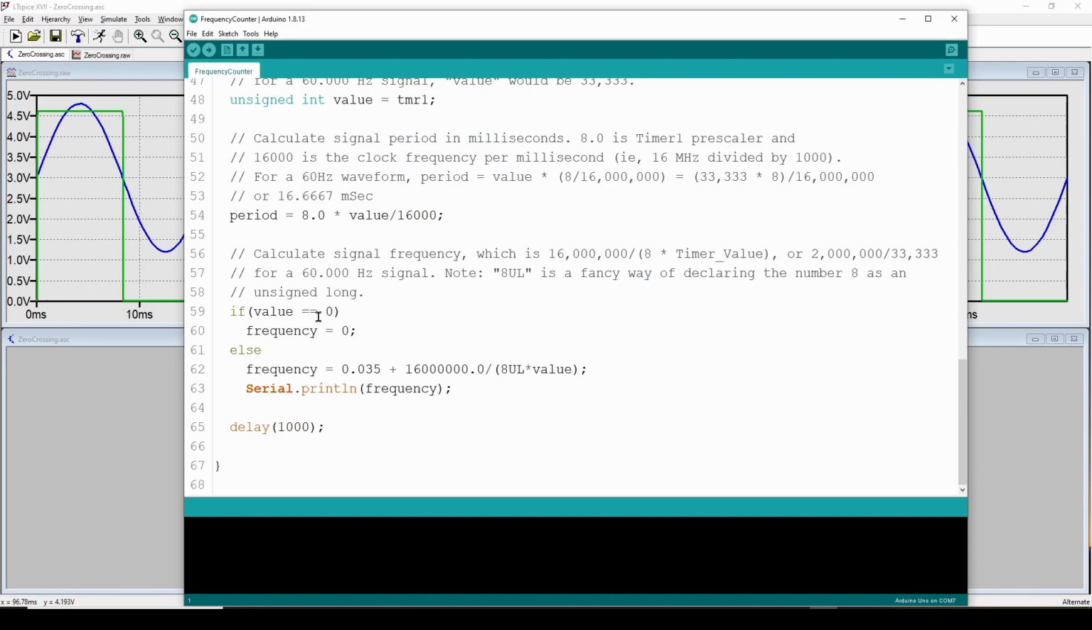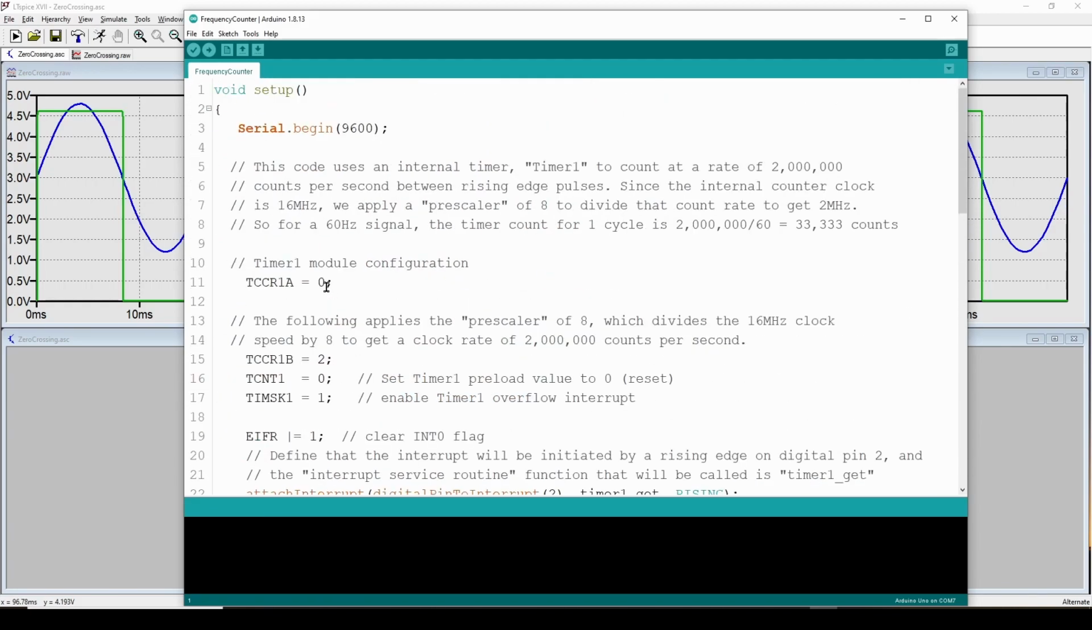But so if the value is 0, frequency is 0. Else, if value is not 0, then frequency is 16 million over 8 times value. And then we just print the frequency, Serial.println, and then wait for 1 second and do it again. Okay, so I'm only grabbing values every 1 second. It's calculating the frequency every 1 second. So that is the fairly simple Arduino code.